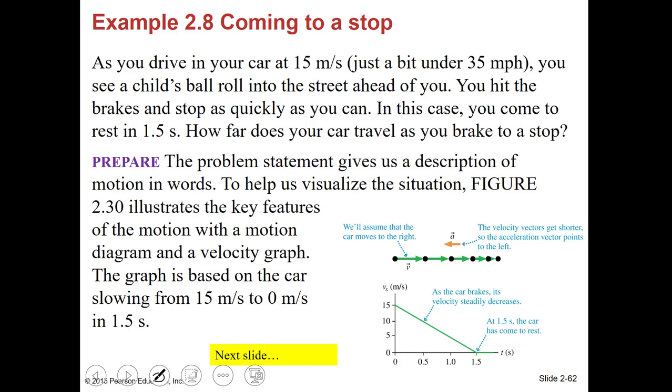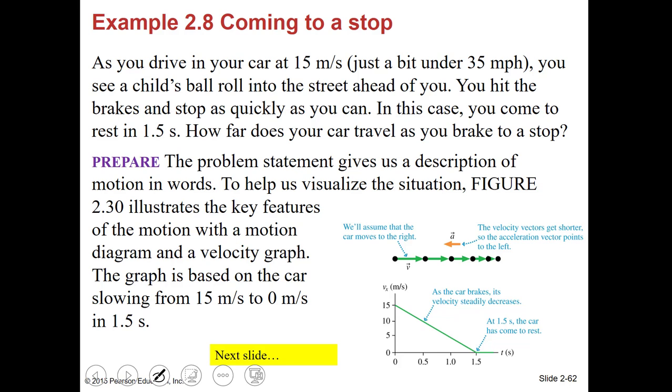Okay, here's a problem we can take a look at. As you drive in your car at 15 meters per second, which is about 35 miles per hour, you see a child's ball roll into the street ahead of you. You hit the brakes and stop as quickly as you can. In this case, you come to a rest in 1.5 seconds. How far does your car travel as you come to a stop?